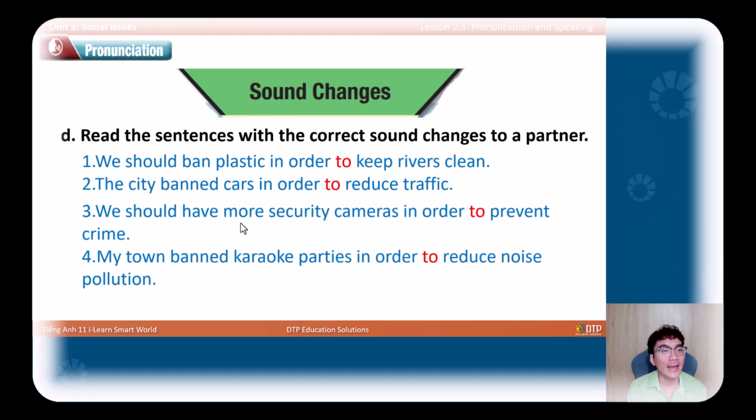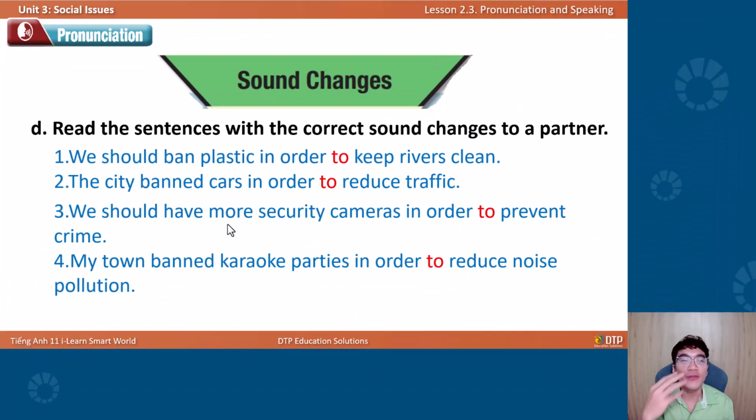Okay. Now with part D, let's just review the sentences. Okay, please read them with the correct sound changes. Remember, we don't say to, you say ta. Say that 4 times. Ta, ta, ta, ta. To keep rivers clean. To reduce traffic. To prevent crime. To reduce noise pollution.